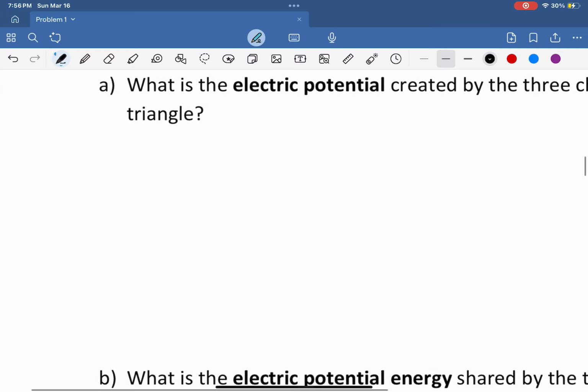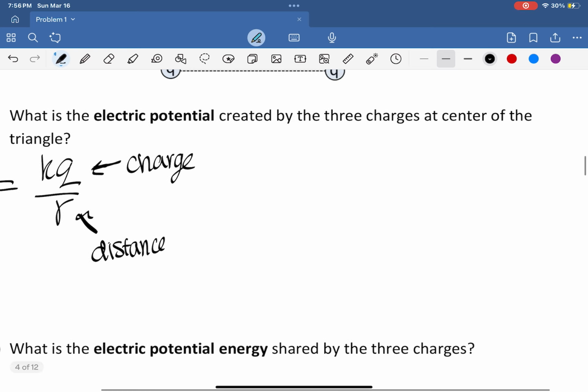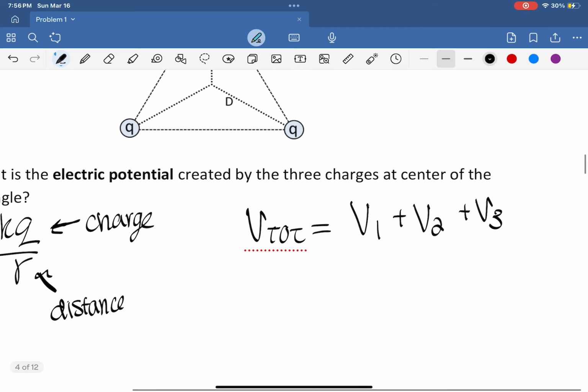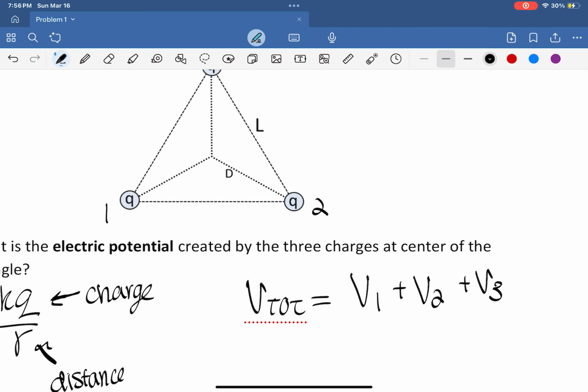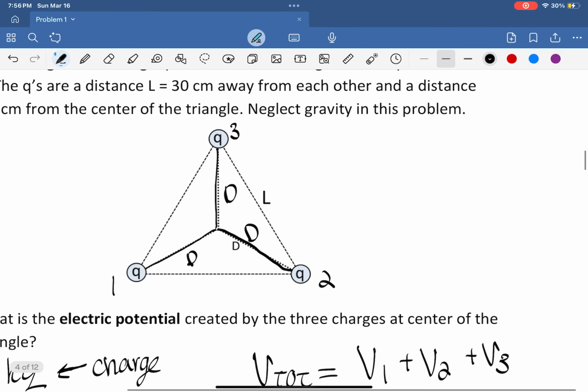Well, all you need to remember for this problem is V equals KQ divided by R, where R is the distance and Q is the charge. So you want to find V total, which equals V1 plus V2 plus V3, however many charges you have. I'm going to call these 1, 2, and 3, and we're going to the center. So from 1 to the center is distance D, from 2 to the center is distance D, and from 3 to the center is distance D.